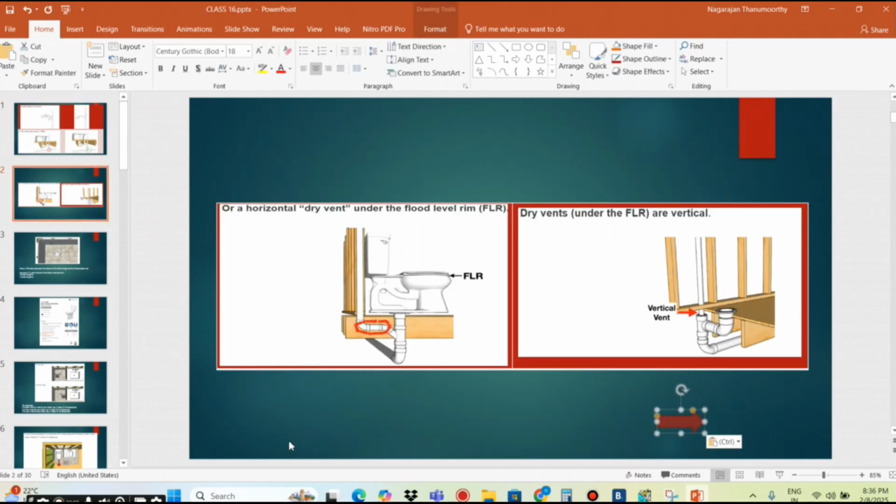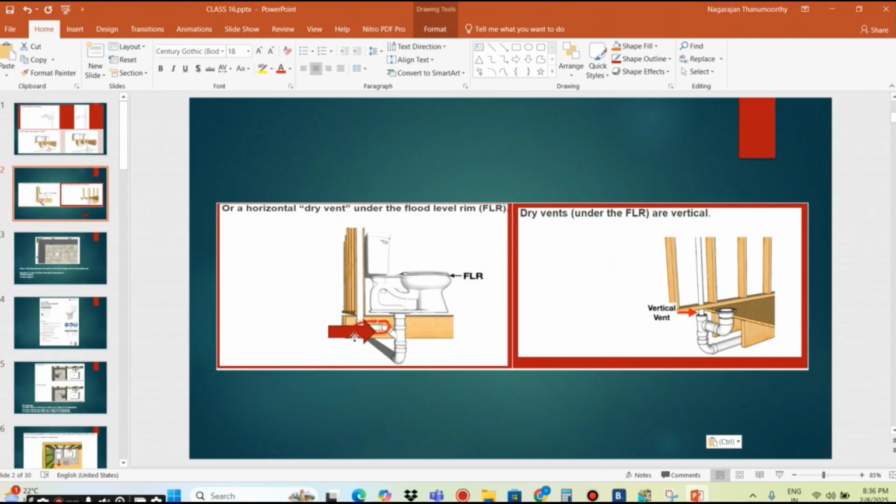Coming to the third important thing for the drainage installation: as you see here, a horizontal dry vent under the fluid level rim, FLR, is not acceptable. For example, we have the water closet here. In the water closet, this is the flange connection. From the flange connection we are taking the drainage connection down, and the pipe is going here. Here I have taken a vent pipe from the drainage pipe, which is going like this and going up like this.